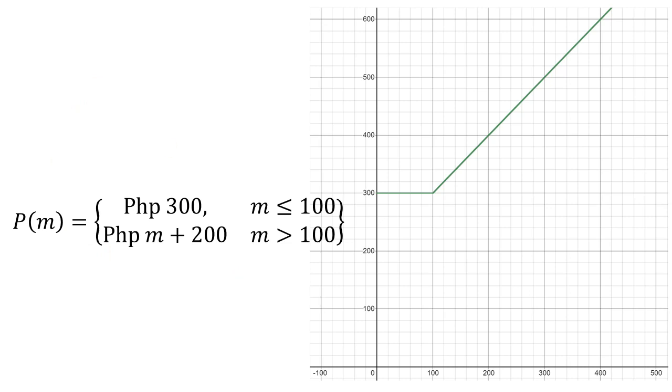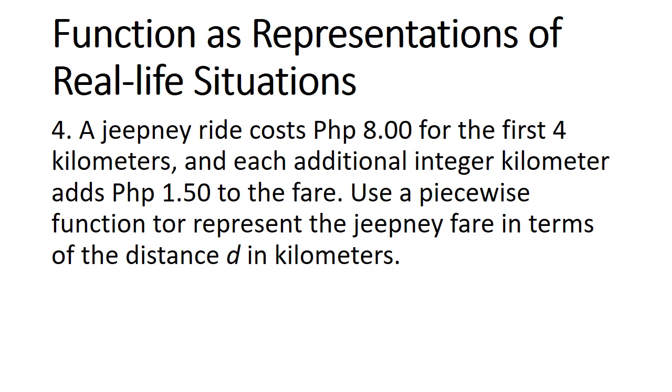We have another example, fourth example. So, for example number 4, sabi, a jeepney ride costs 8 pesos for the first 4 kilometers, and each additional integer kilometer adds 1.5 peso to the fare. Use a piecewise function to represent the jeepney fare in terms of the distance d in kilometers. So, sinabi niya na we have a piecewise function here. Okay. Wala halos pinagkaiba dun sa example number 3. Kaso nga lang, meron lang siyang konting difference. So, yung method natin for 3, ganun din ang gagawin natin sa 4.